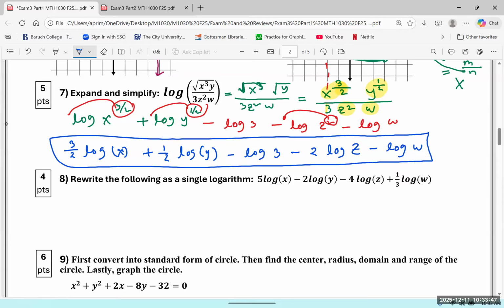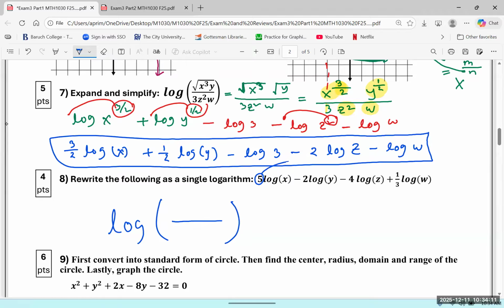In the next one, you're doing the opposite. The expanded version is given. You are going to write a big log with a numerator and denominator. Now, depending on the sign, if you have a plus sign in front, they go on the numerator. If you have a minus sign in front, they go on the denominator. But before that, you cannot have any coefficient.